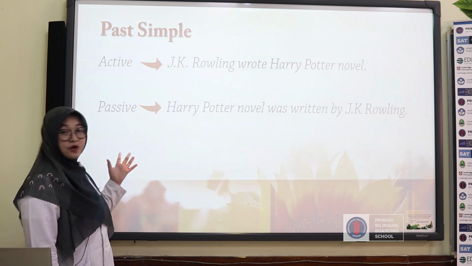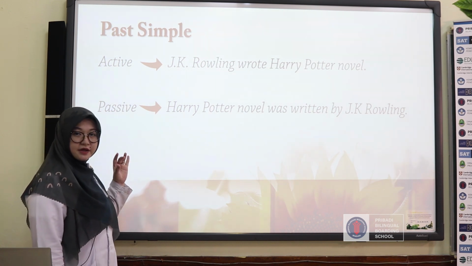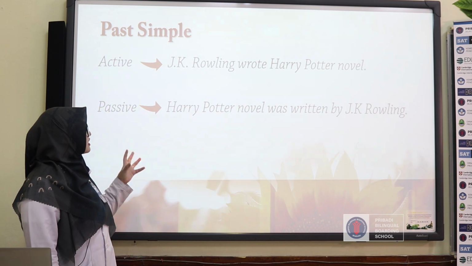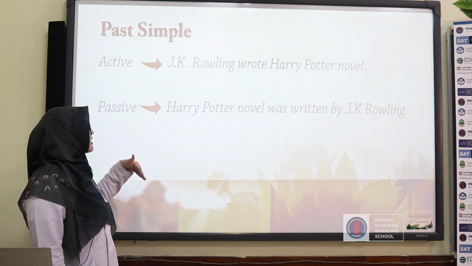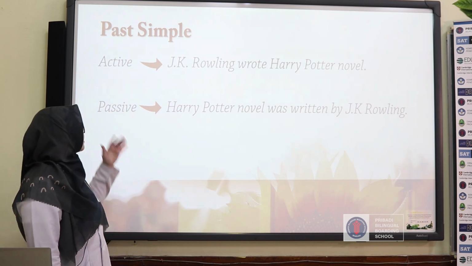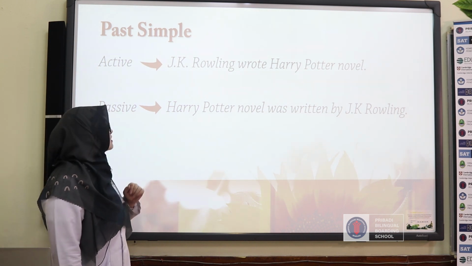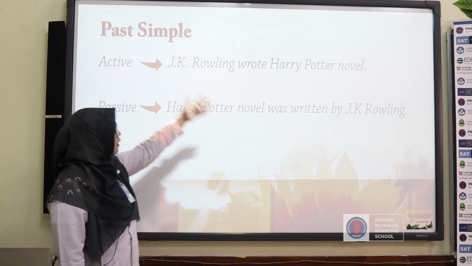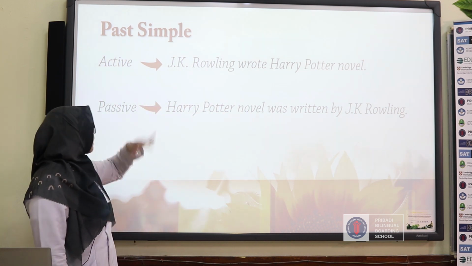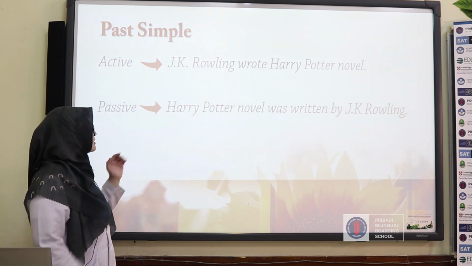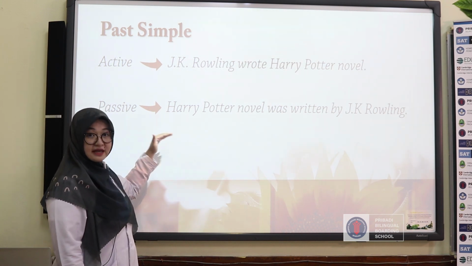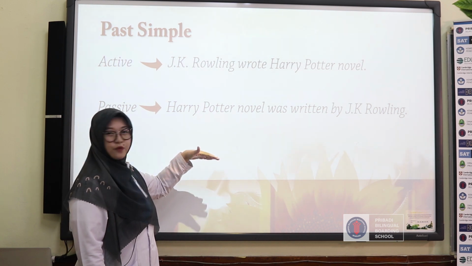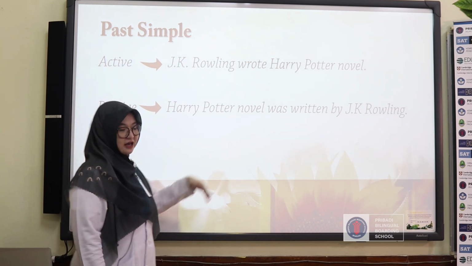Now, do you notice the most noticeable difference in these two sentences? Yes, it's the subject. So in the first sentence, in the active sentence, J.K. Rowling is the subject and Harry Potter novel is the object. But when we make the passive sentence, they change the position. Harry Potter novel becoming the subject and J.K. Rowling, well, we cannot say it's the object anymore.